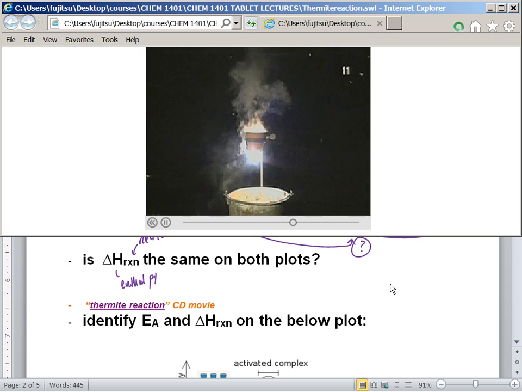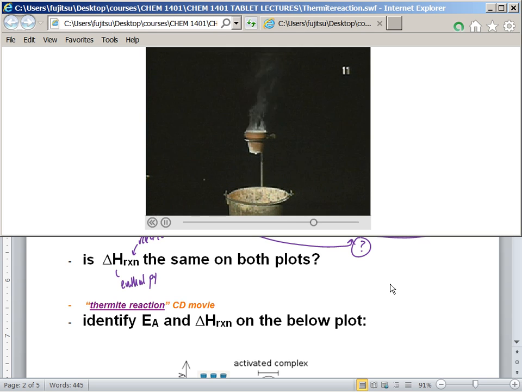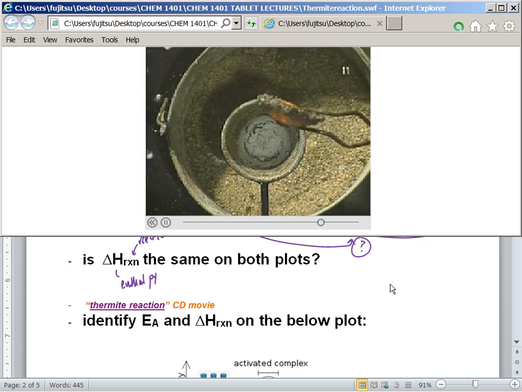Some of the molten iron has flowed out through the bottom of the flower pot into the bucket of sand.